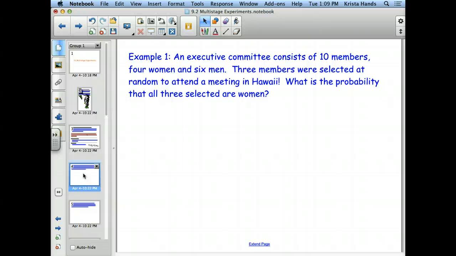And here's why. Let's imagine that we have a hat, and the hat has everybody's names in it. Okay? First of all, how many names are in the hat? 10. There are 10 names in the hat. But it is not equally likely that I pull a man's name or a woman's name out of the hat. Why not? There's 4 women and there's 6 men.